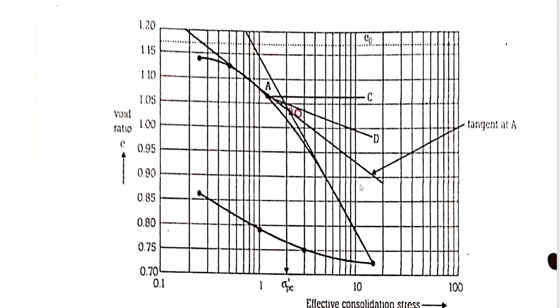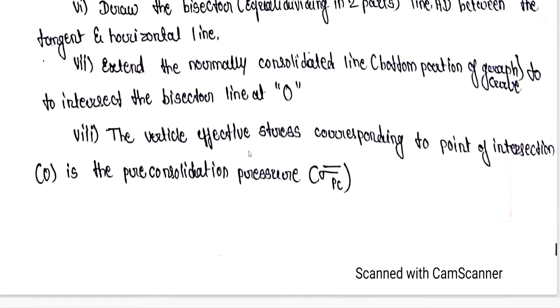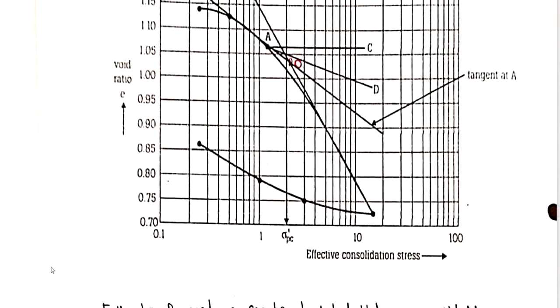So what I have to do, this is a normal consolidation line. I have to continue this normal consolidation line such that it should bisect the bisector, that is AD, at point O. At point O, the vertical stress corresponding to the point of intersection O is the pre-consolidation pressure. So what we need to find out over here is the pre-consolidation pressure.